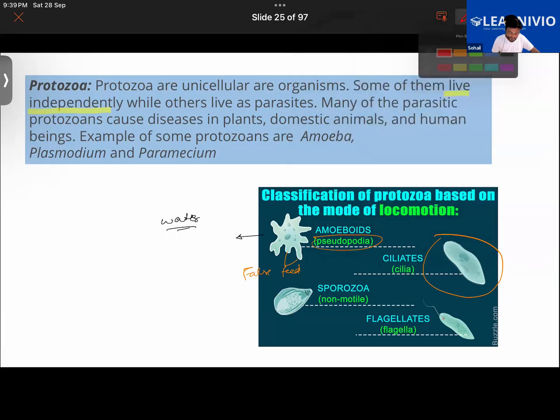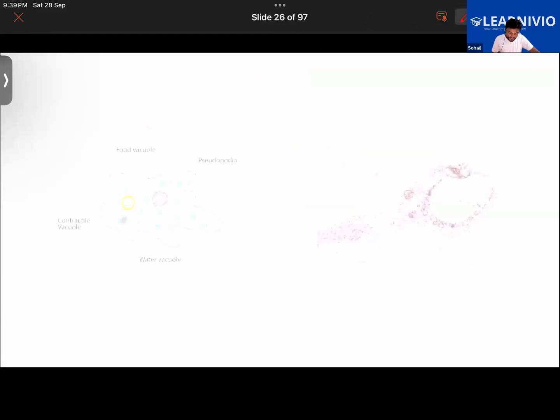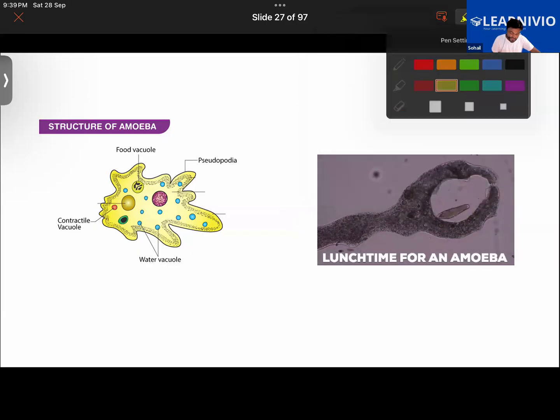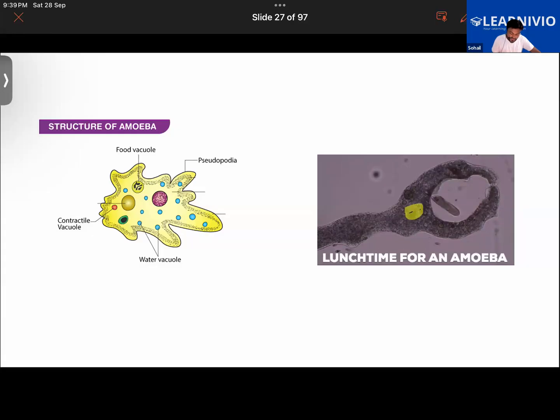Okay, now have a look at the structure of this pseudopodia, or the false feet. You can look over here. This is the false feet of the amoeba, and you can see how it has trapped the prey inside it. Now this trapped prey will go into the food vacuole. Inside the body, they have the food vacuole. Look at the first image here. This is the food vacuole.